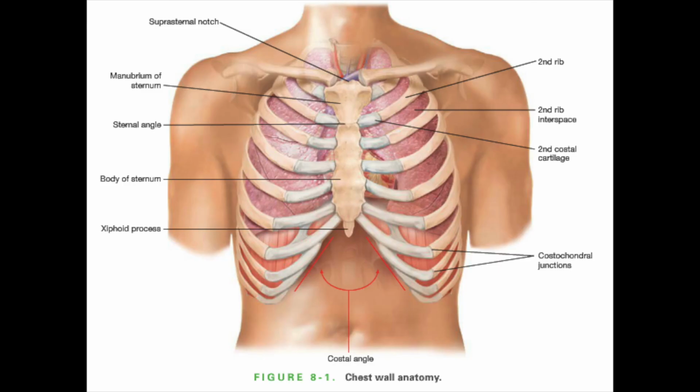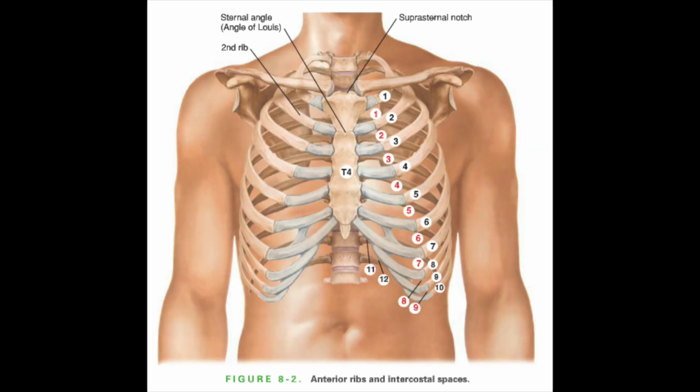Here's a photo showing the anatomy of the thorax and lungs. It's important that you study the anatomy of the chest wall, identifying the structures as illustrated in this figure. I want you to note the number of the intercostal space between two ribs. It's the same number as the rib above it. Here's a view of the anterior ribs and the intercostal spaces.